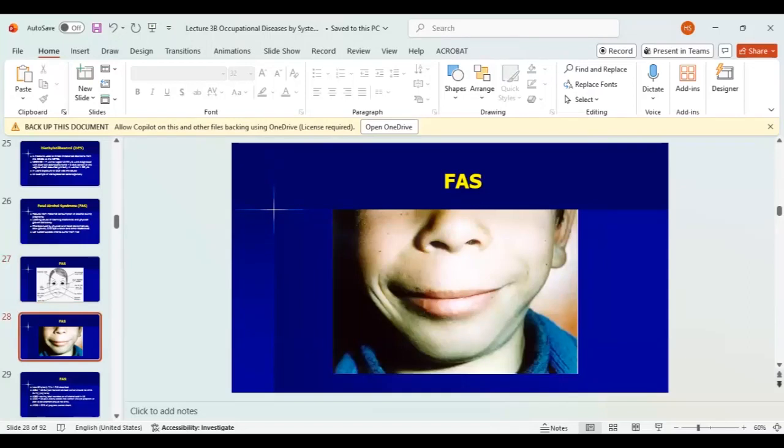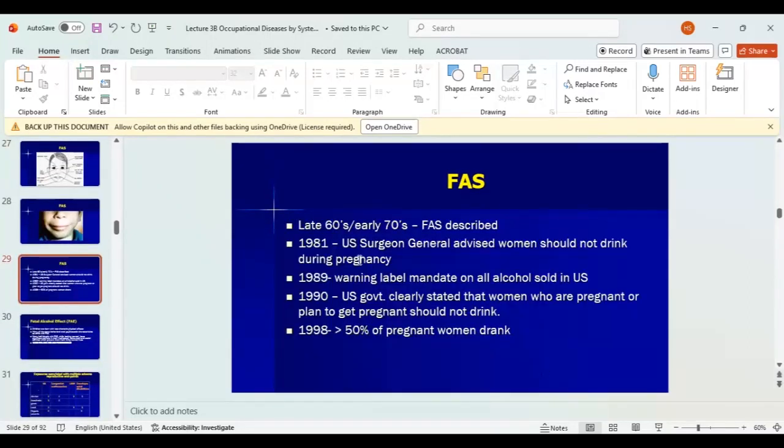Direct your attention to this information, right? So FAS was described in the late 60s, early 70s. 1981, the US Surgeon General advised women should not drink during pregnancy. By 1989, there was a warning label on alcohol sold in the US. 1990, the US government clearly stated that women who are pregnant or plan to get pregnant should not drink. By 1998, more than 50% of pregnant women drank.